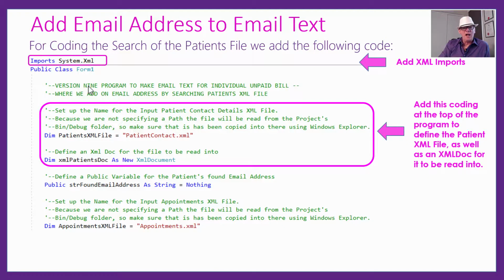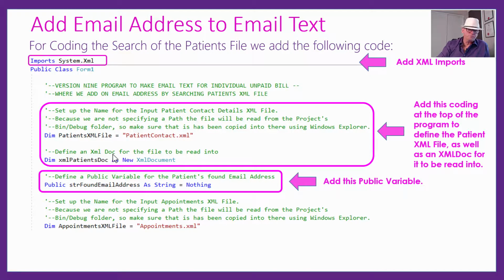And then we're going to have to set up some dimensioning there so that VB knows what the name of our file is. So our file's called patientcontact.xml. We've saved it in Notepad as that name with the .xml on the end, not .txt, and it's called patient's XML file. Then we're going to define an XML doc so that VB can just read that file all at once, grab the whole lot and put it into an XML doc in memory, and then that's in memory and we can search through the XML doc when we need to do things.